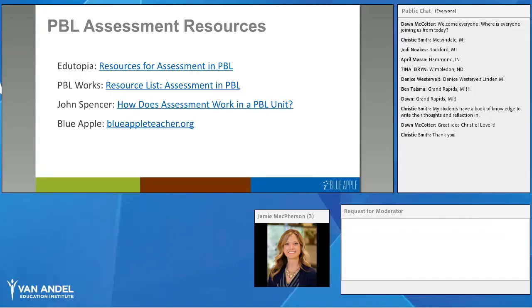So as we look at PBL assessment, we went through some strategies. We've talked about how to make it meaningful. We talked about assessing throughout. There are some great resources out there that can help you on your PBL assessment track. One of them is Edutopia, and this link is active, so you can just click right on it, resources for assessment in PBL. That's a great resource with lots of different resources linked within there.